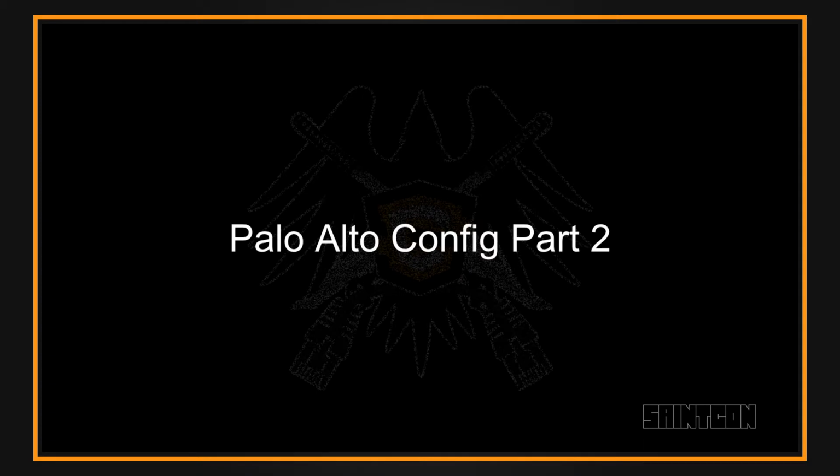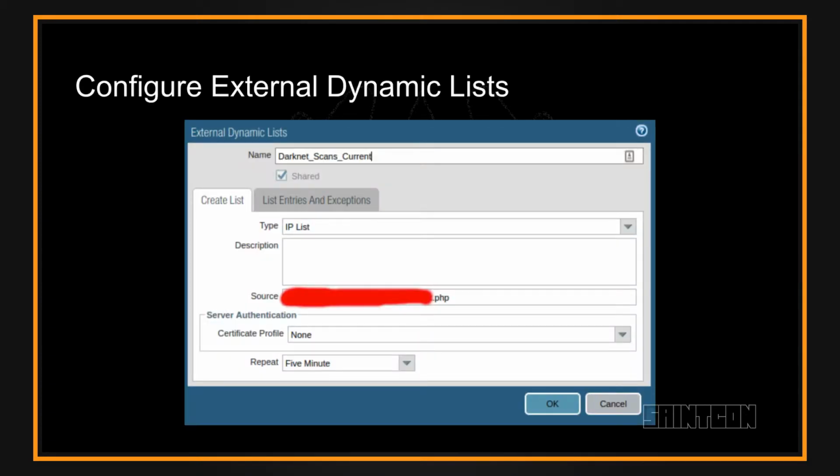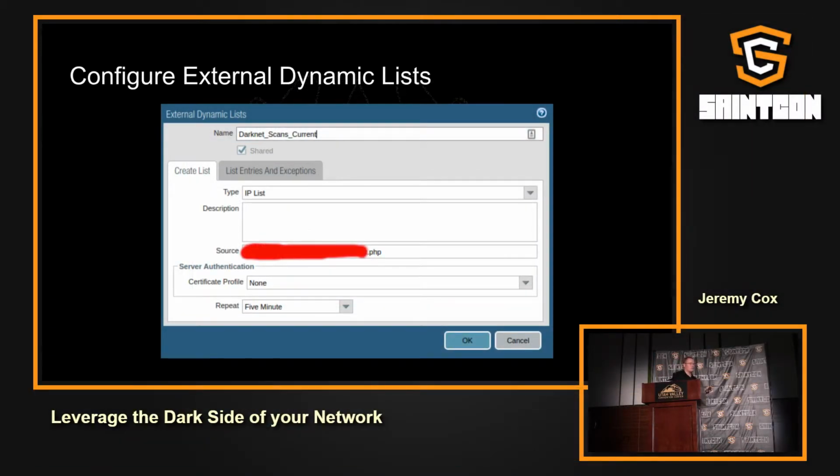So part 2, we go back to the Palo Alto. We then go in and create an external dynamic list. External dynamic lists are very, very cool. They're very, very easy to use. And they allow us to basically pull lists from online. Now, there's lots of sources out there on the internet for these types of lists that you can pull online.